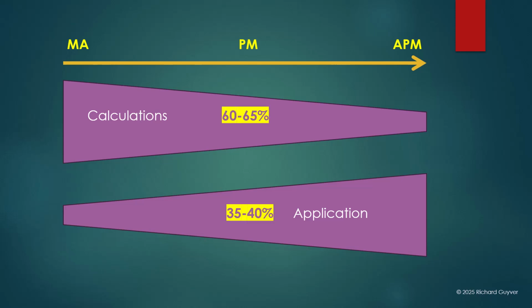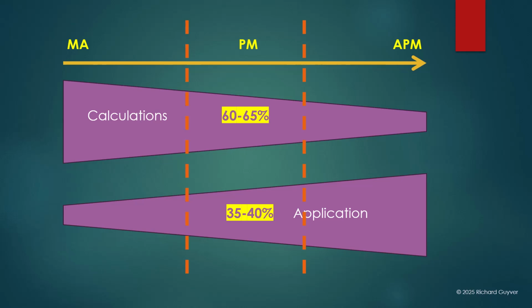I've done a bit of research, just tried to collate some data at the PM level on what typically happens in a paper. When we look at variances, something like 60 to 65% of the variance questions in PM papers is calculation based, and 35 to 40% is application. It obviously varies from exam to exam, but that's roughly the split between calculations and application.